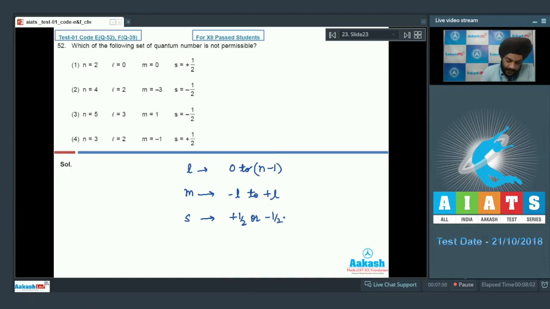So let us look at the first option. N equal to 2, L equal to 0, M equal to 0, S equal to plus half. This is allowed. N equal to 4, L equal to 2, M equal to minus 3. So students, this M value is not allowed as the value of L given to us is equal to 2, so the value of M must lie between minus 2 to plus 2. Option 3, all of these quantum numbers satisfy the condition, and so do all the quantum numbers given in the fourth option. The examiner is interested in knowing the set which is not permissible, so we have to mark option number 2 as the answer for our question.